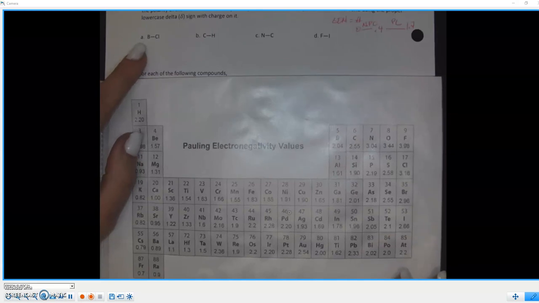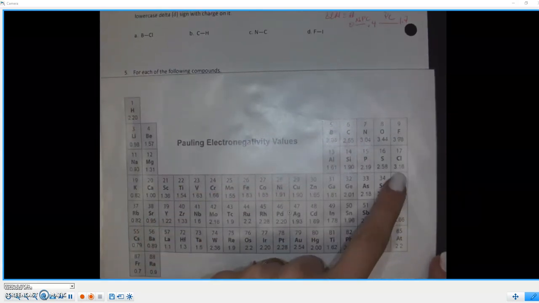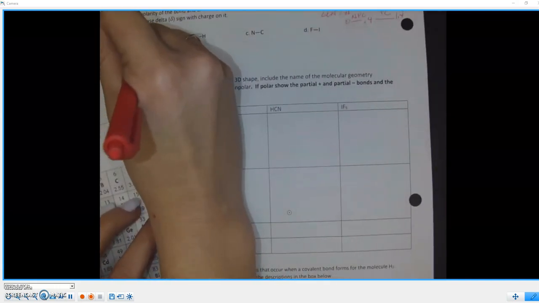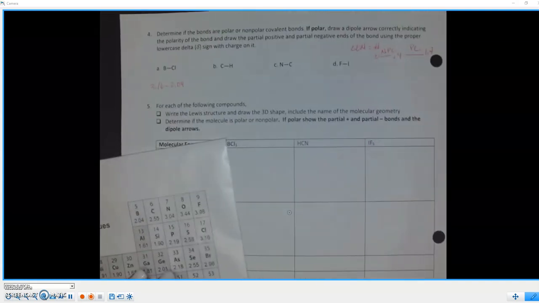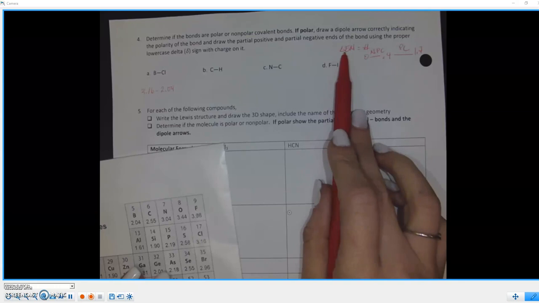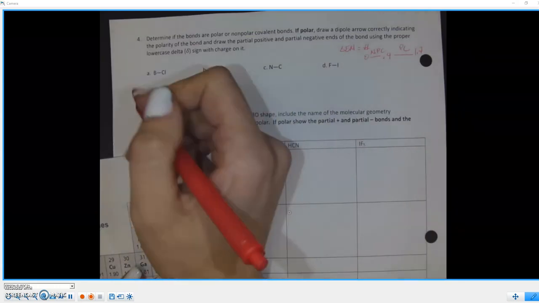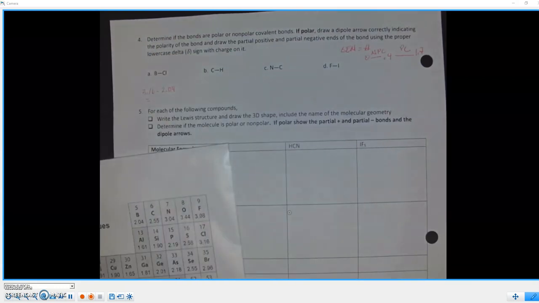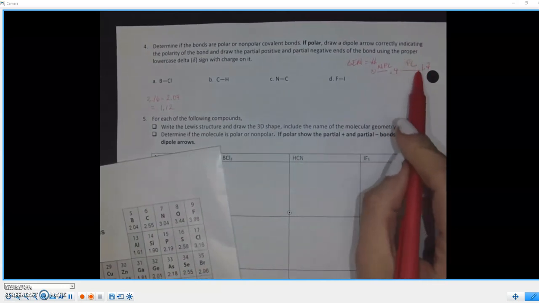So if we have boron and chlorine, I'm going to find boron and I'm going to find chlorine. So chlorine has an electronegativity of 3.16 and boron is 2.04. So the difference means I'm going to subtract them, and I'm always just going to take the bigger one minus the smaller one. So when I run that, I get 1.12, and it's falling in that polar covalent range.